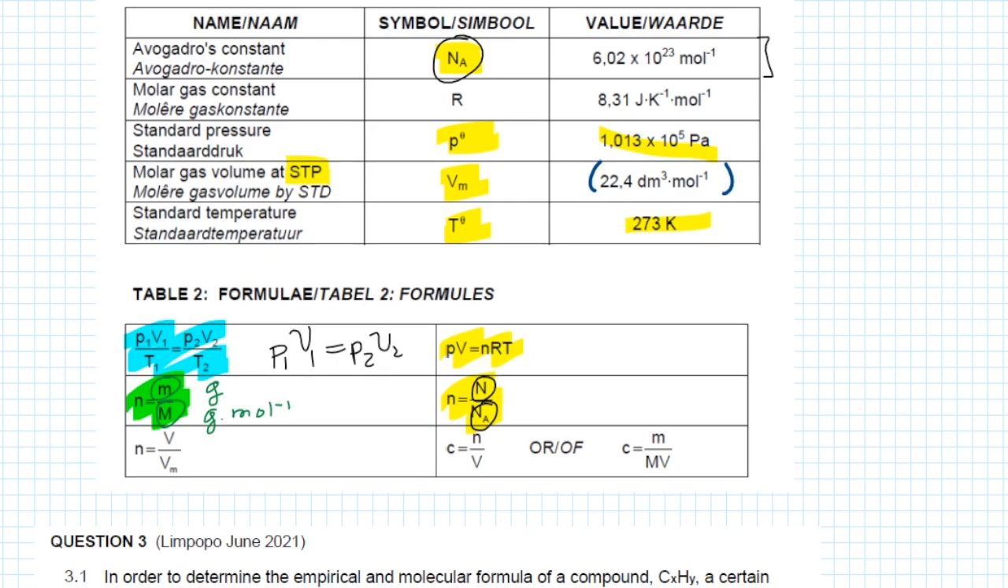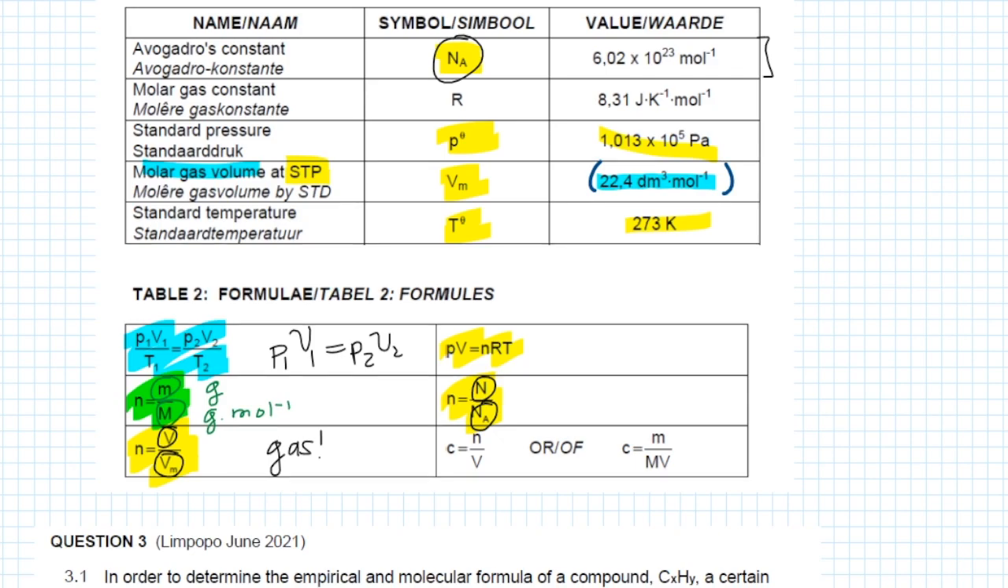The formula on the bottom left, very importantly, can only be used for gases. Please do not use this formula for aqueous solutions. We have the volume of a gas divided by the molar gas volume. And if this calculation is done at STP, and only if it is done at STP, then the molar gas volume is going to be 22.4 decimeters cubed per mole.